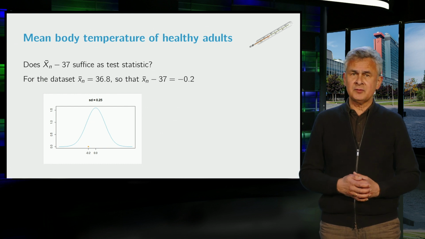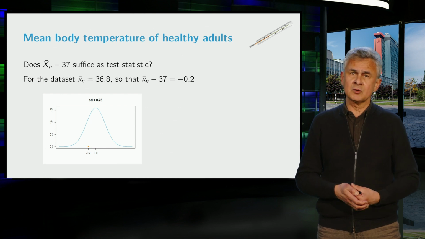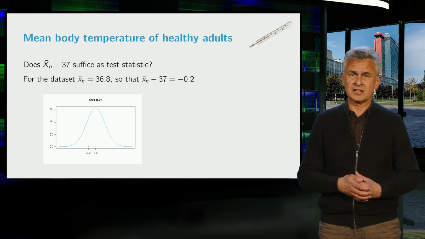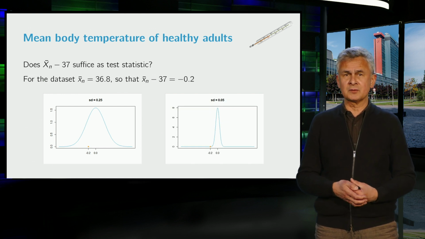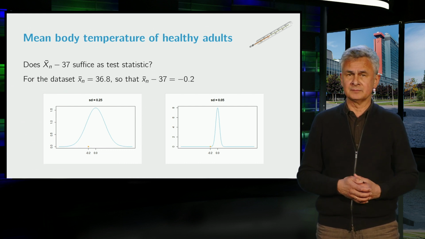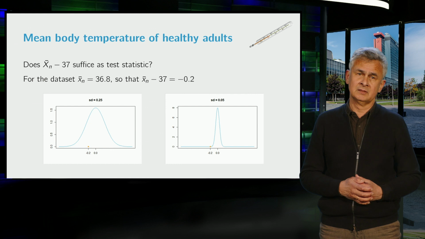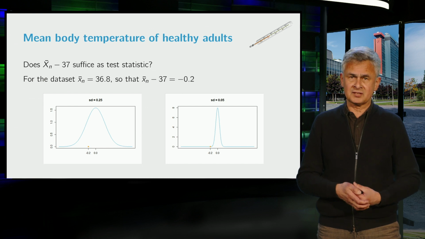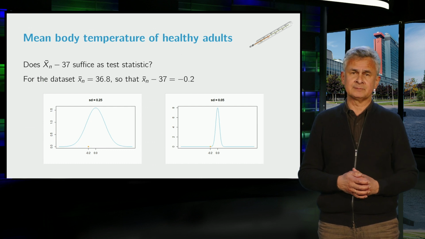Well, if the standard deviation of x bar minus 37 would be a quarter, say, then its density would look like the blue graph. In that case, minus 0.2 is not exceptional. On the other hand, if the standard deviation of x bar minus 37 would be 1 over 20, say, then its density would look like the blue graph in the right figure. In that case, the value minus 0.2 is an exceptional value. So this illustrates that we cannot take x bar minus 37 itself as a test statistic, but that we must consider this difference relative to its standard deviation.